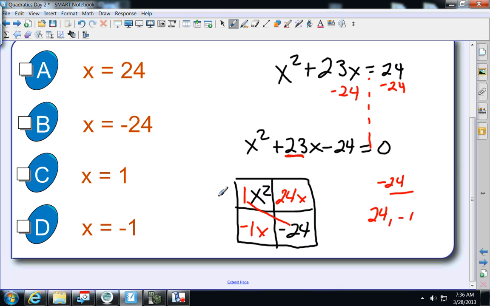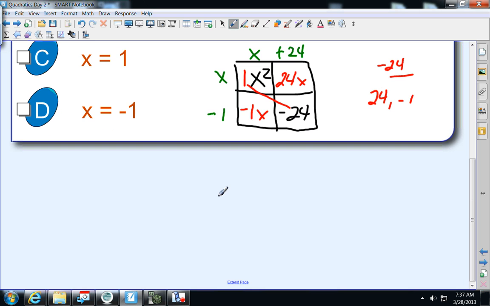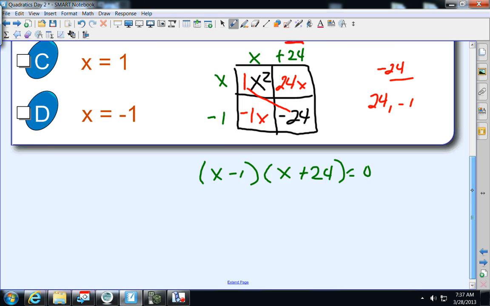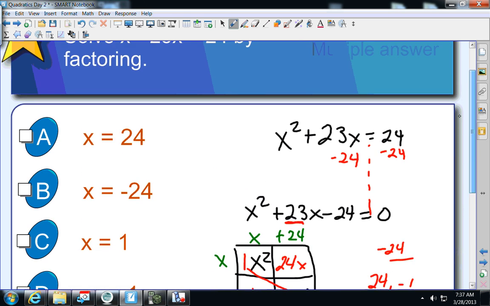Well, x squared splits up as x and x. x times what is 24x? Plus 24. x times what is negative 1x? Negative 1. Let me extend my page here. My factors are x minus 1 times x plus 24 equals 0. To find the solutions, what did it ask us for? It is just to solve by factoring.